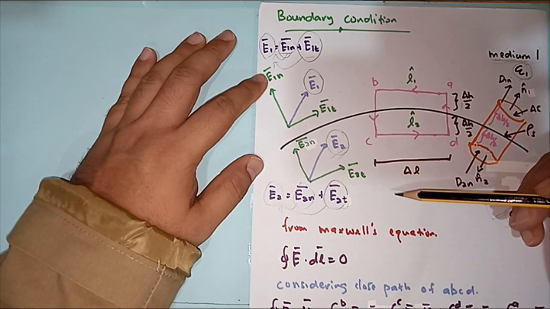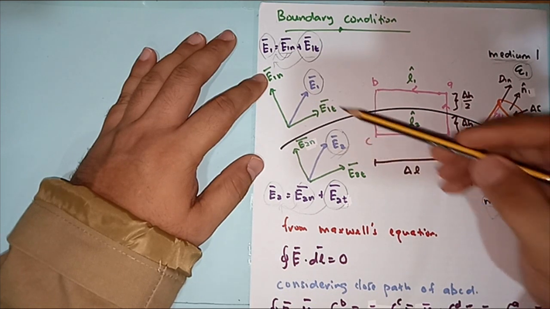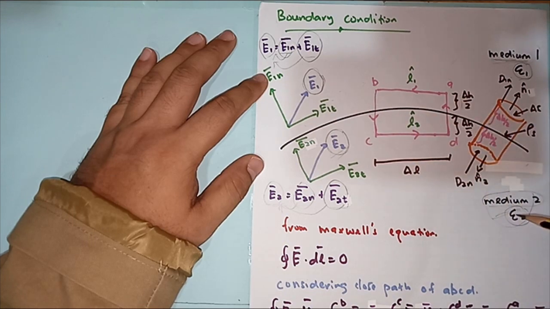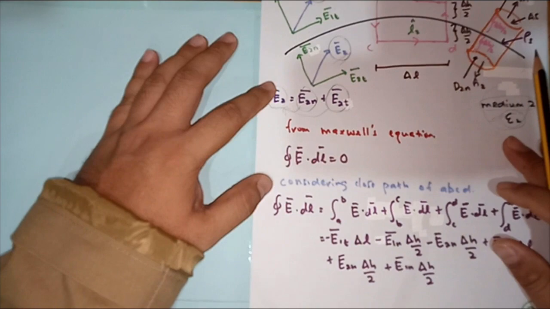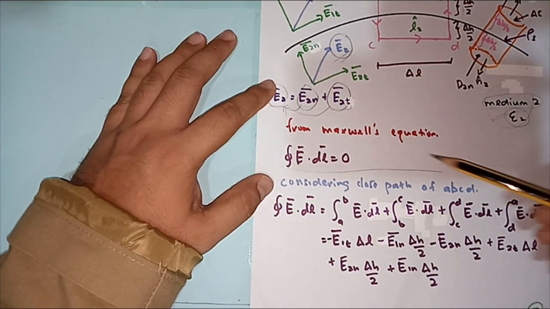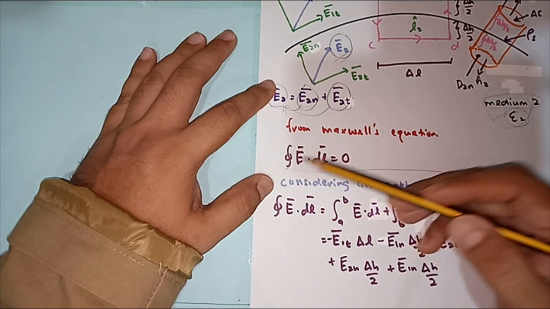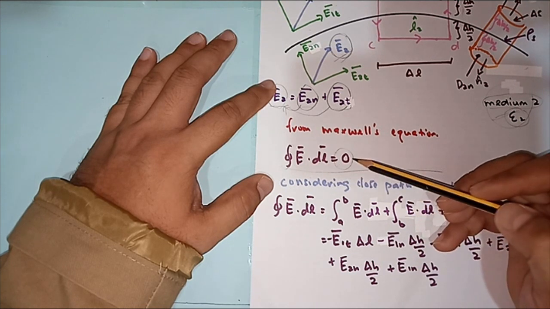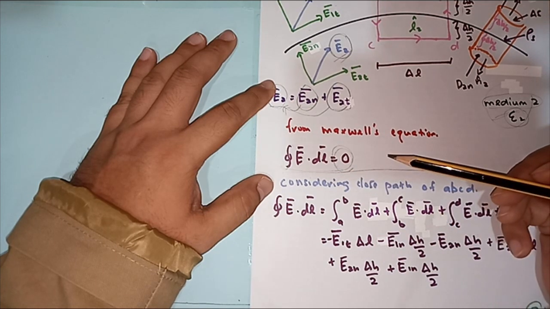Alright, in order to observe the effect on vector E2 and vector E1 when this vector travels from medium 2 to medium 1, let's consider the Maxwell equation as shown in this figure. We have the closed line integral of vector E dot dl equal to 0. This is the Maxwell equation that represents electrostatic.